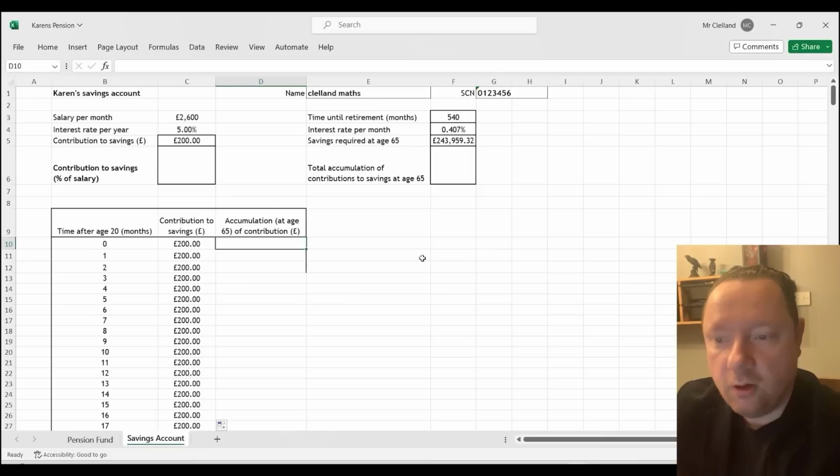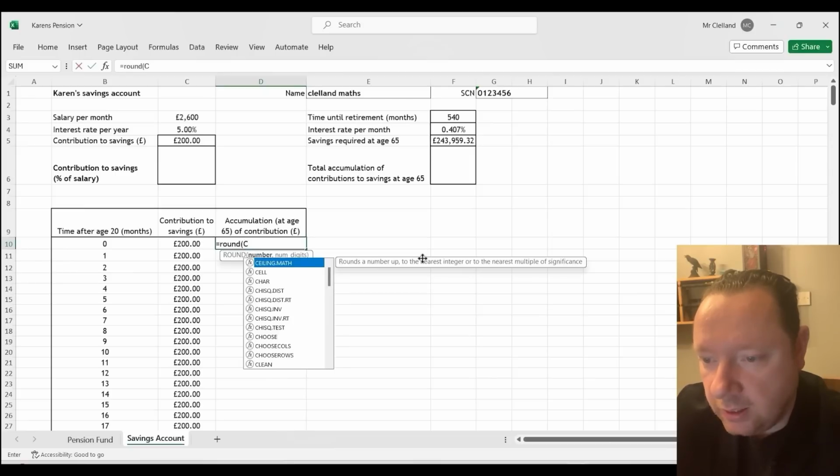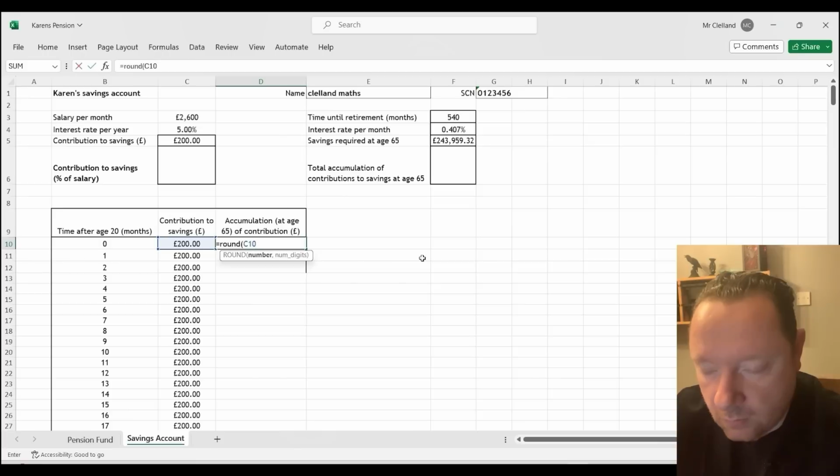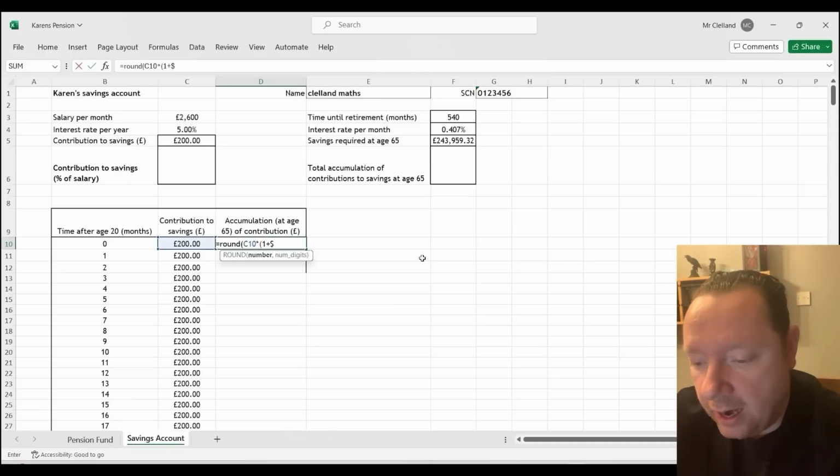So this is a funny calculation. This is going to be equal to, well, C10. We're going to round it, obviously. So we'll round C10 times 1 plus the percentage rate per month, so $F$4. And it's the power of it that is funny.